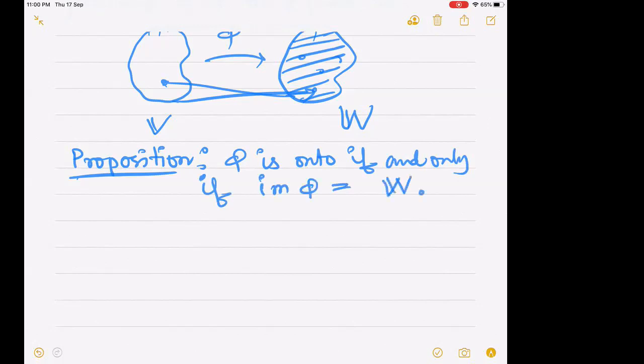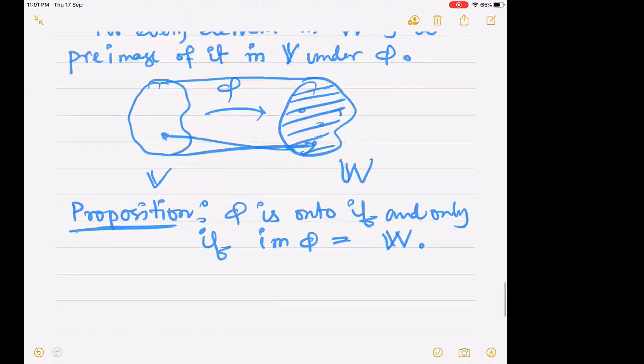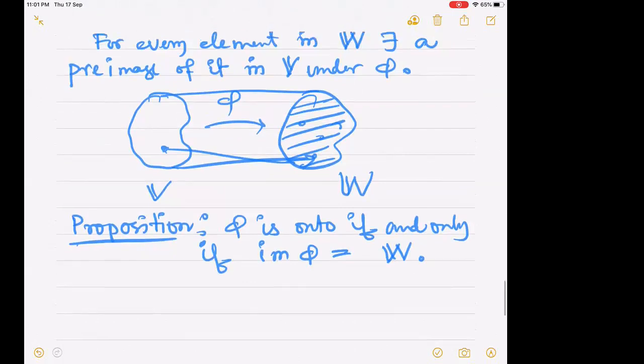The proof is simple, it trivially follows from the definition of onto maps. Image phi being W means, listen carefully, image phi is the collection of all those vectors in W for which there is a v. Now, onto says that for everything in W there is something in V, which means everything in W is in the image of phi. Therefore, image of phi must be all of W. That's it.